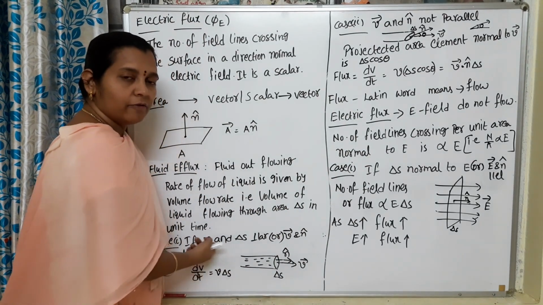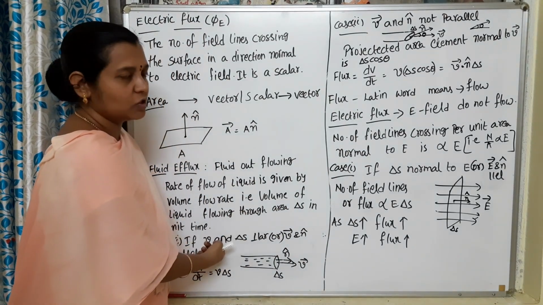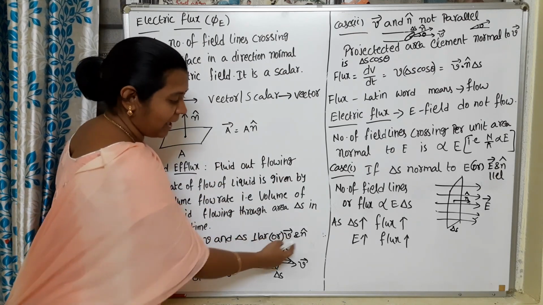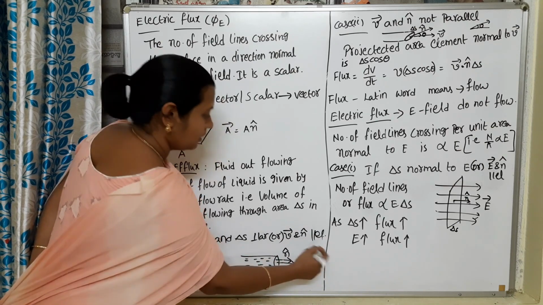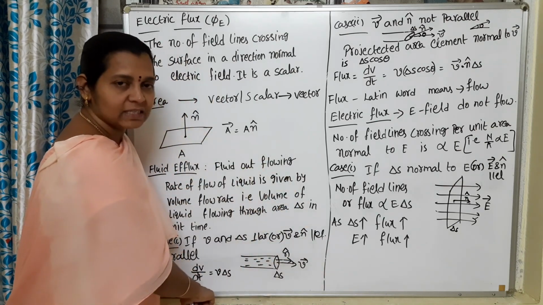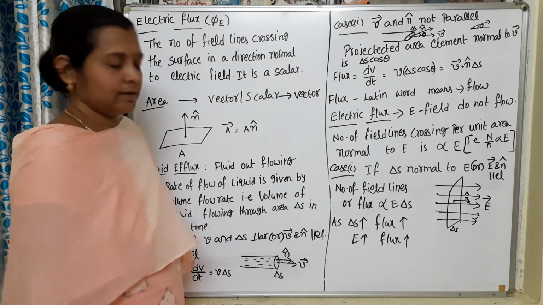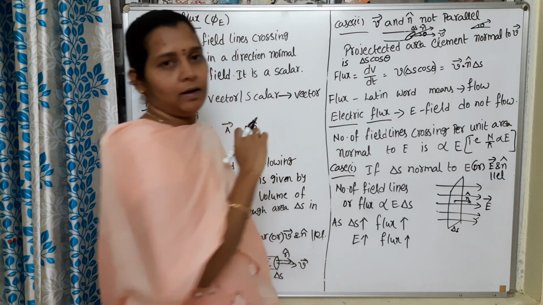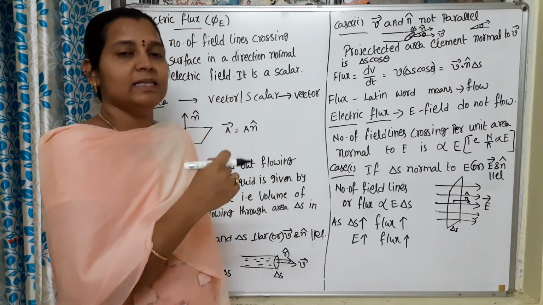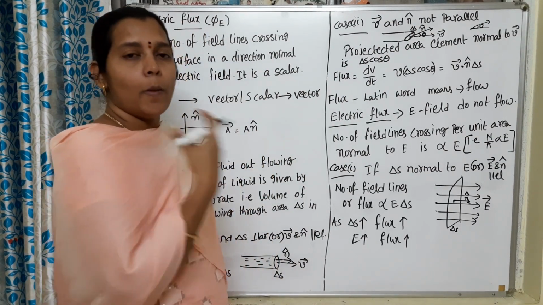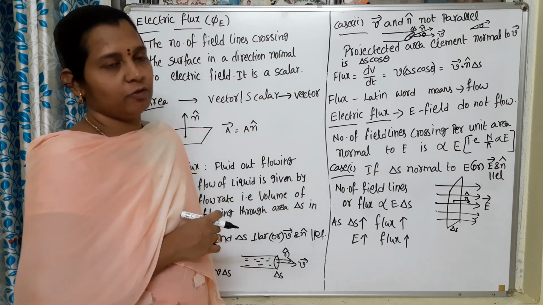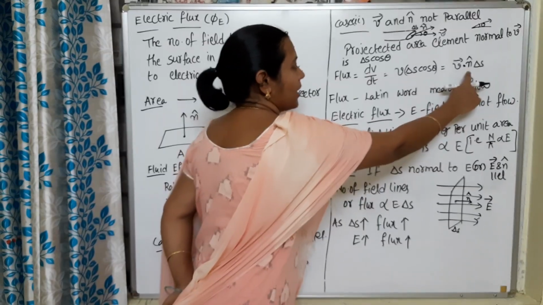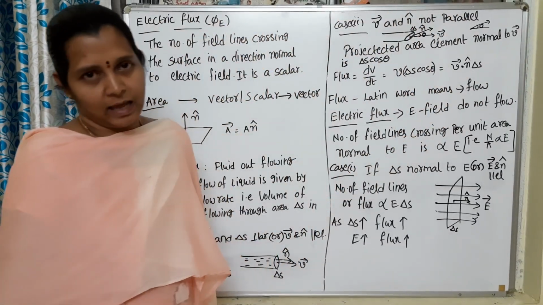In case V and the normal drawn to the area are parallel to each other, simply the flux can be written as V into delta S. If V bar and n cap are not parallel, that is, the area element is not exactly perpendicular to the direction of the flow, then in that case the flux can be written as V bar dot n cap into delta S.